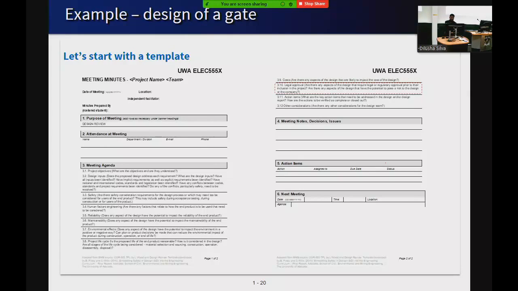Then comes legal approvals. That sort of touches on one of the earlier ones that we talked about. What regulatory approval is required? Sometimes it's national, sometimes it's state, sometimes it's local government, all provide individual regulatory frameworks, and you need to be up to speed on all of them.